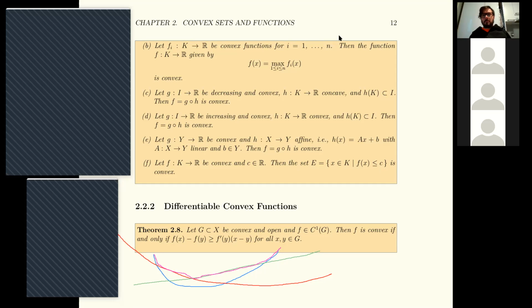Transformations, for which it's hard to make drawings here. If you have a decreasing function and another function which is concave, then if you combine these two functions, the result is convex, and vice versa. If you take a decreasing function of a convex function, the result is concave. On the other hand, if you take an increasing convex function and another convex function, and you apply the increasing function on that convex function, then the result is convex.